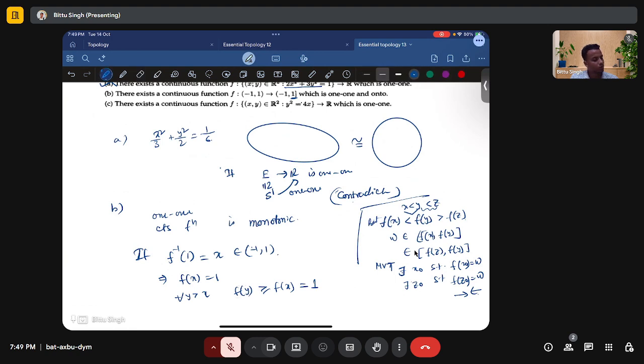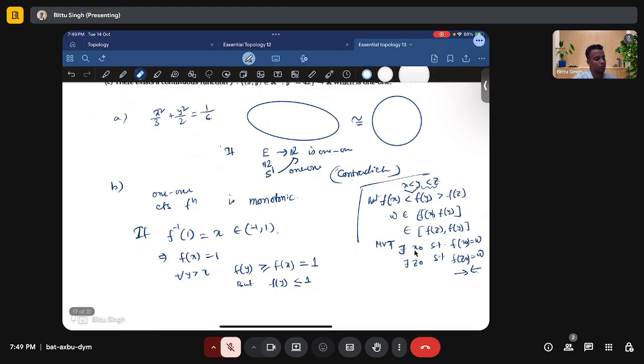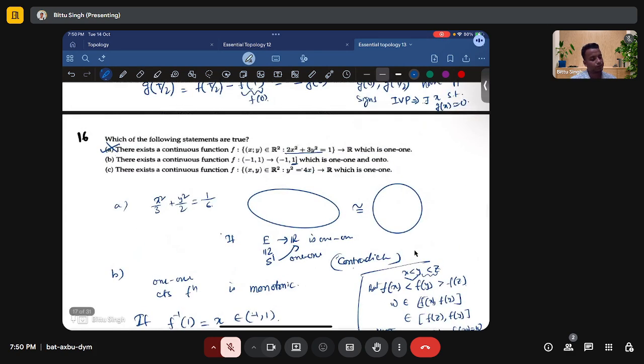Since the codomain is (-1, 1), f(y) is less than or equal to 1, and f(y) is greater than or equal to 1. That means f(y) should be 1. Therefore f(y) is 1, but this is a contradiction to injectivity. So B is not possible.